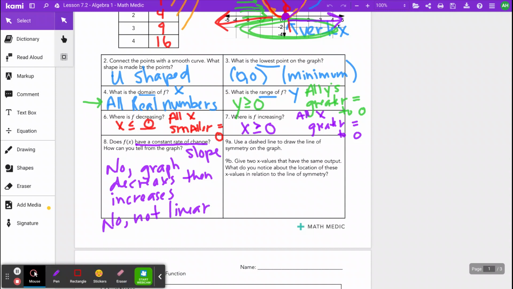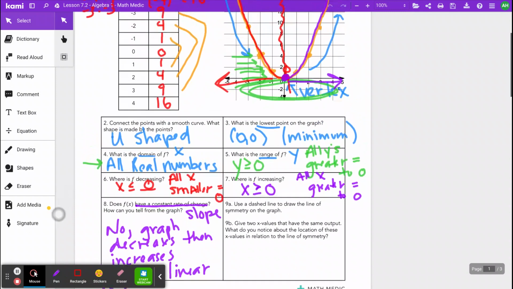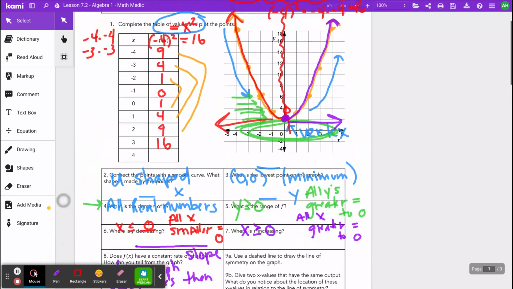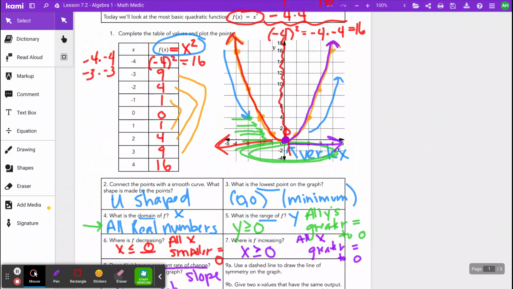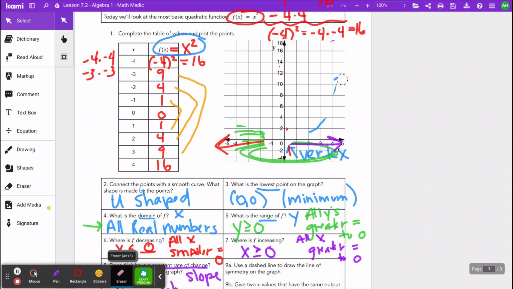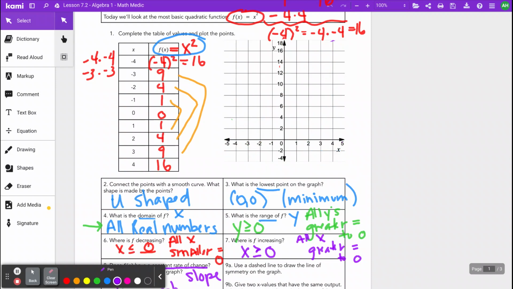And then finally, 9 says, use a dashed line to draw the line of symmetry on the graph. Well, actually, I already drew the line of symmetry, but I have a lot of drawings here, and so I'm going to just erase this whole thing here and start nice and clean. All right, as a reminder, we had some points in here.